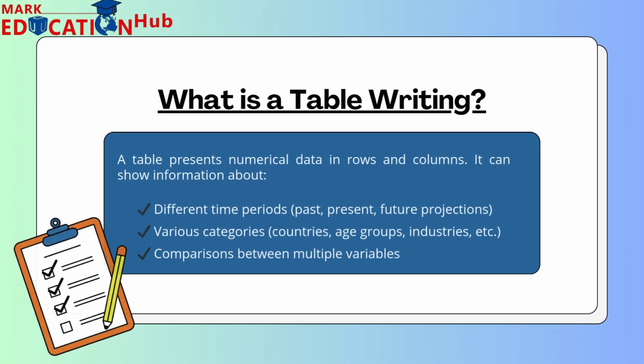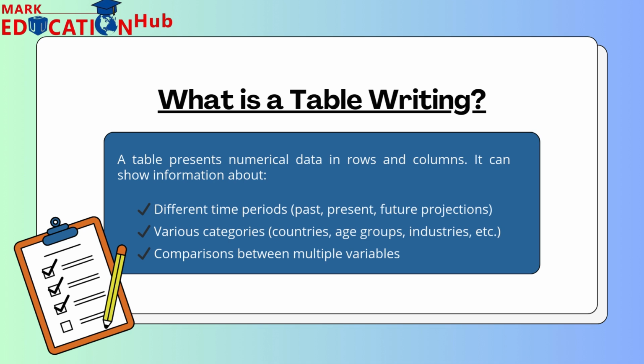A table in IELTS Writing Task 1 presents numerical data in a structured format, using rows and columns to organize information clearly. It often displays trends over different time periods, compares various categories such as countries, industries, or age groups, and highlights relationships between multiple variables. Your task is to analyze the data, identify key patterns, and summarize the most important details in a well-structured report.